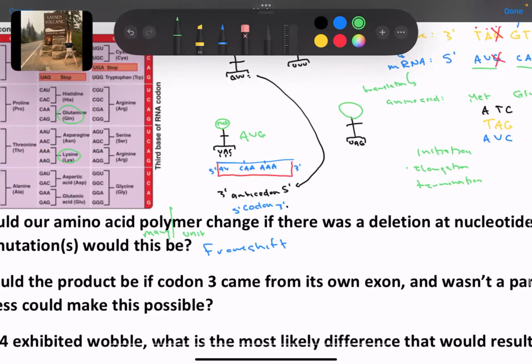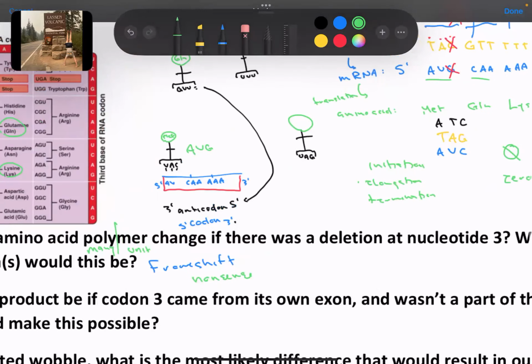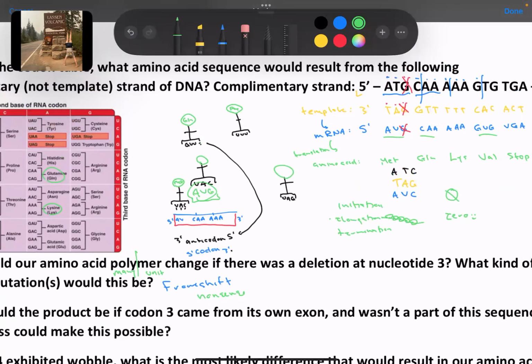So it's a frame shift, but specifically a nonsense mutation because we're not sensing the proper codon to start, and therefore we don't have the adequate anticodon to attach a methionine to. And without that methionine, we can't start the process of elongating a sequence of amino acids. So we're not sensing the right codon, we're sensing an AUC instead of an AUG, and therefore we don't build any amino acid sequence.